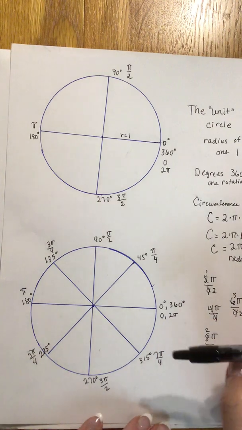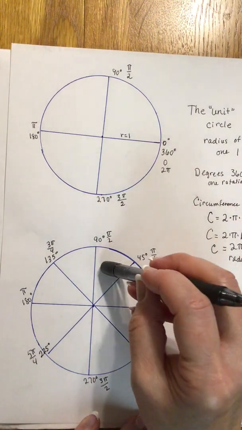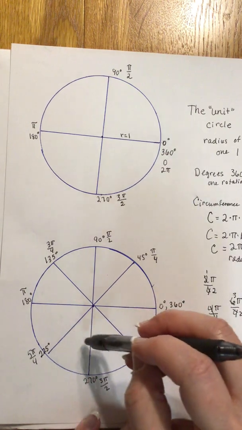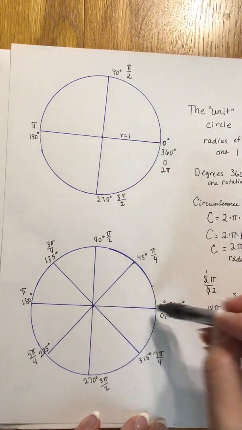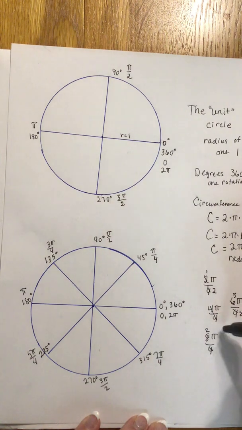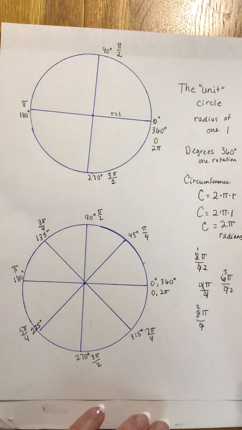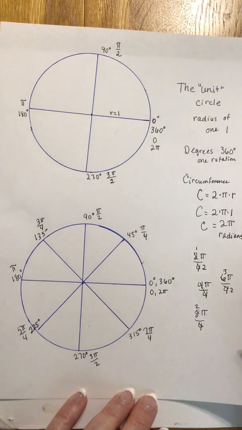So you're basically just counting 1 pi over 4, 2 pi over 4, 3 pi over 4, 4 pi over 4, 5 pi over 4, all the way around till you get 8 pi over 4. And if you come up with some that need to be reduced, you just reduce them. All right, so now we're going to look at the next one.